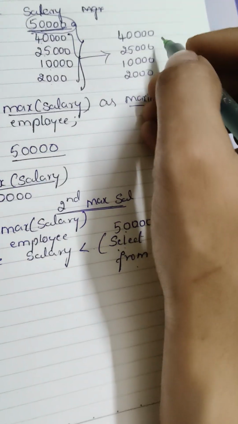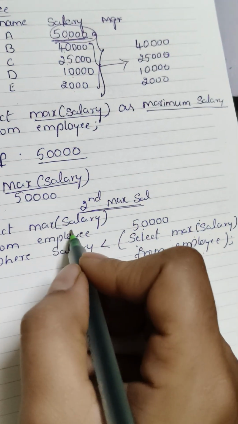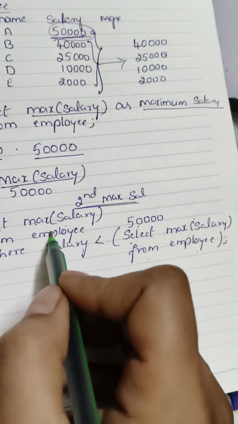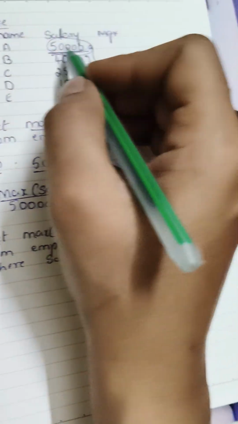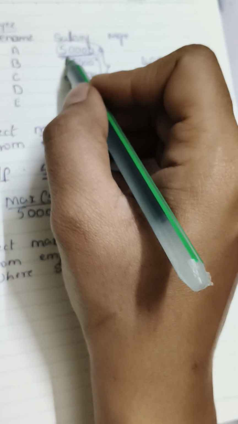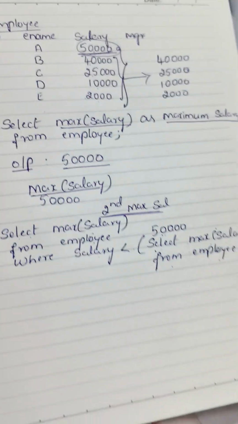Out of this remaining salary, which is the maximum salary? That means select maximum salary from employee where salary is less than 50,000. So salary is less than 50,000, all these things will be listed out.